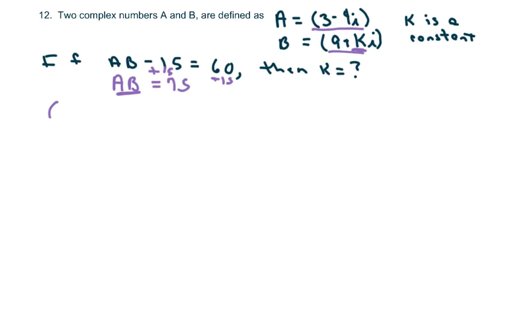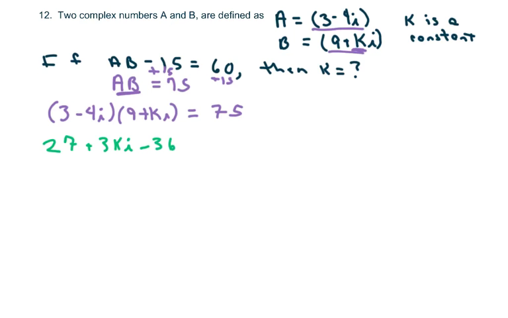So basically I have 3 minus 4i times 9 plus ki, and that's going to equal my 75. So I take care of that. We're going to get 27 plus 3ki minus 36i minus 4ki squared equals 75. Now I'm going to take care of the negative 1 here. This is negative 1, so I'm just going to change that to a positive. And what I'm going to get is 27 minus 36i, grouping my k's together, plus 3ki plus 4k equals 75.